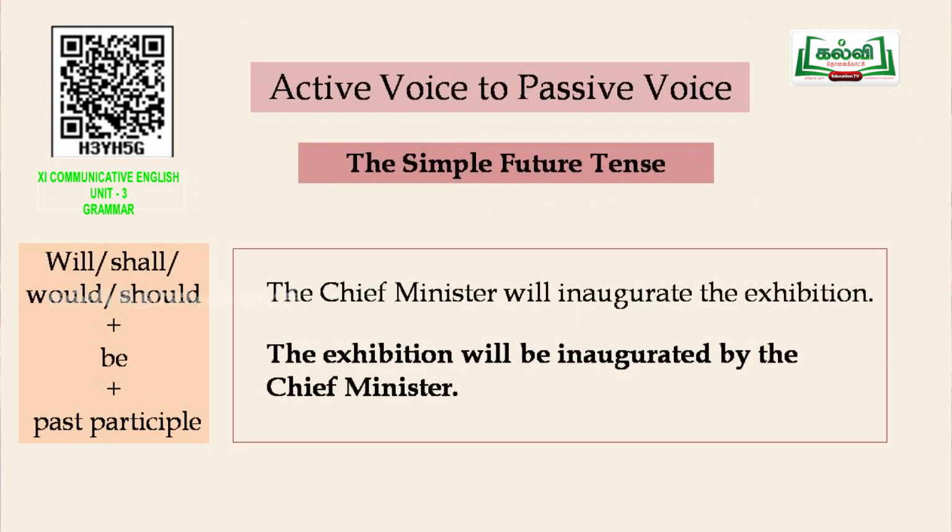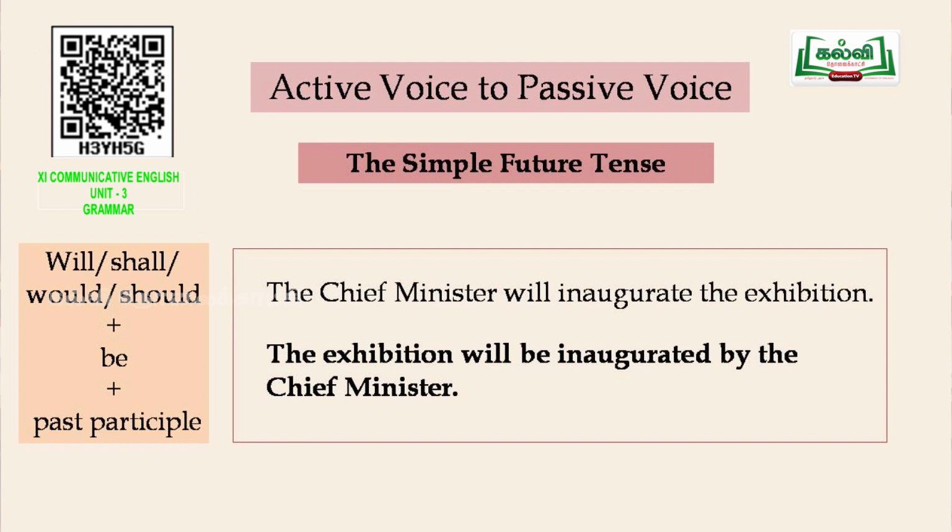Question mark. So that is how you convert the past perfect tense. And remember, past perfect continuous tense has no passive form. We move on to the future tense. In future tense, the rule for the passive is will or shall or would or should plus be, plus past participle of the verb. Sentence number 1, the chief minister will inaugurate the exhibition.